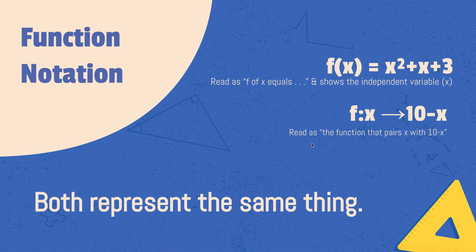Okay, now we will look at some examples of function notation. The first example is a classic example, that is f bracket x. This is read as f of x, and this whole thing would be read as f of x equals x square plus x plus 3.